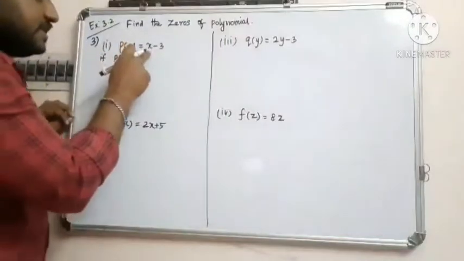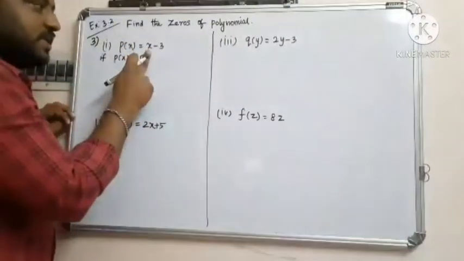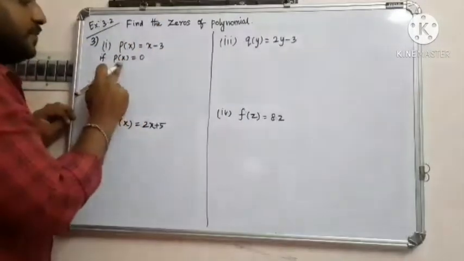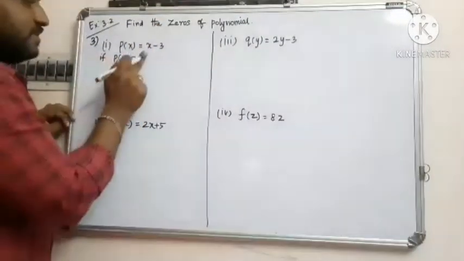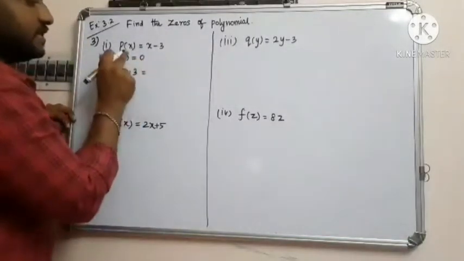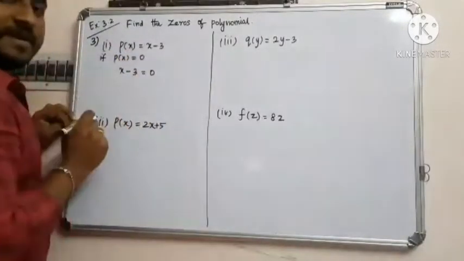So p of x is equal to x minus 3. So what is the value? We have to substitute in x. That is only the zeros of polynomial. So we should take p of x is equal to 0, which means x minus 3 is equal to 0. P of x value should be taken as 0. So now we have to find out the value of x.